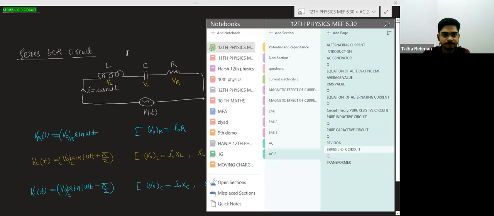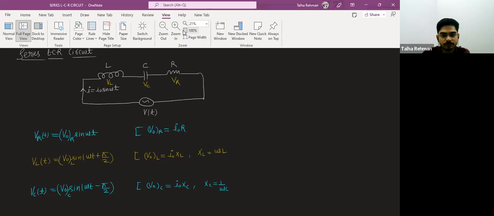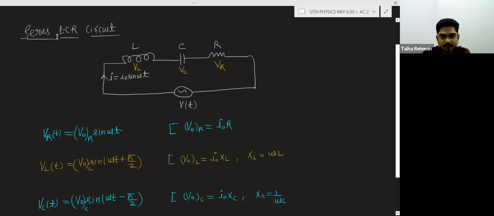Series LCR circuit means we are connecting an inductor, capacitor, and resistor in series. There is one inductor, one capacitor, and one resistor connected, and this is an alternating voltage source. Suppose at any time t, the voltage of this source is V bracket t. V bracket t represents that the voltage is a function of time, because I have told you voltage is changing with time.